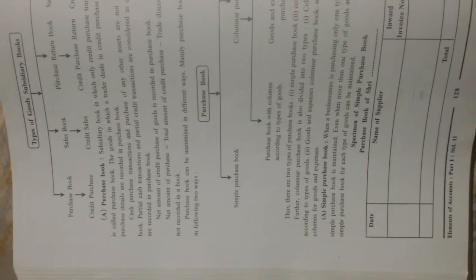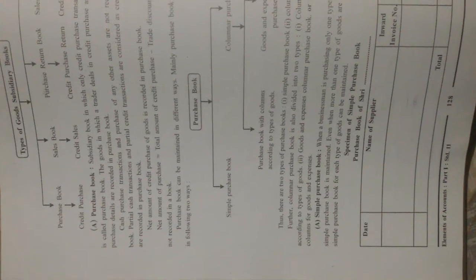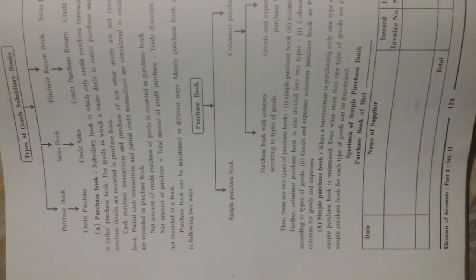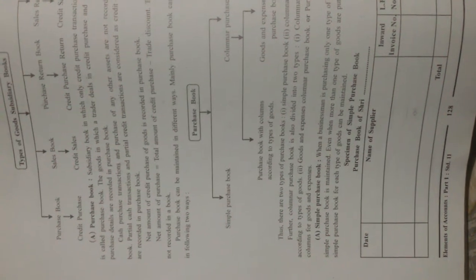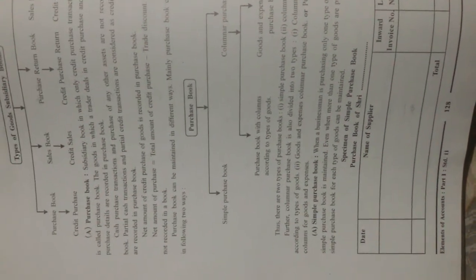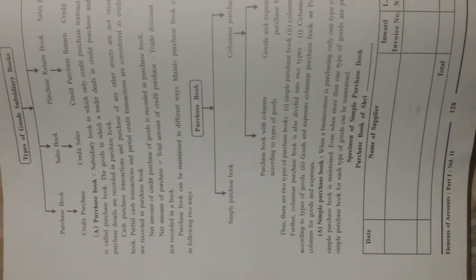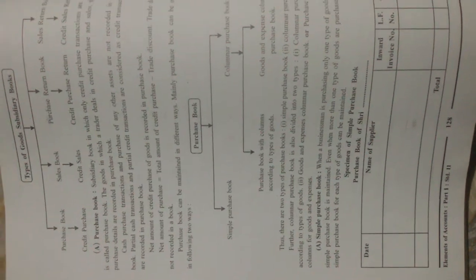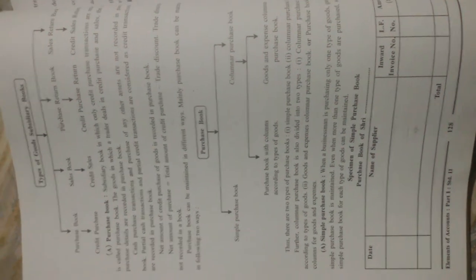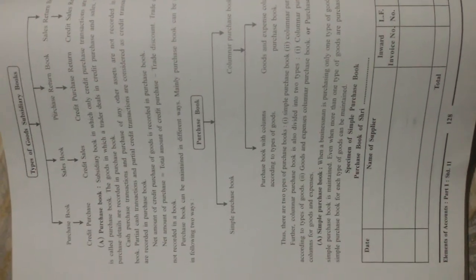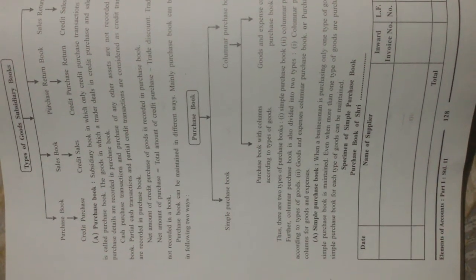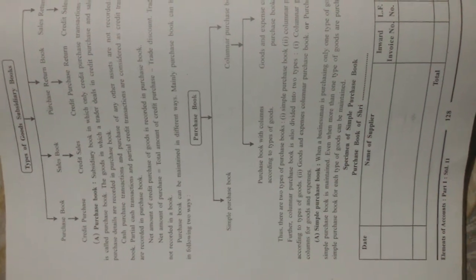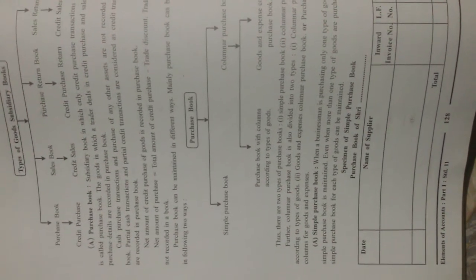Even when more than one type of goods are purchased, a separate simple purchase book for each type of goods can also be maintained. So generally, if a businessman is purchasing only one type of goods, they use a simple purchase book. But even if the businessman is purchasing more than one type of goods, a different purchase book can be maintained. So this is known as simple purchase book, when the business is engaged in the purchase of one or two to three types of goods.